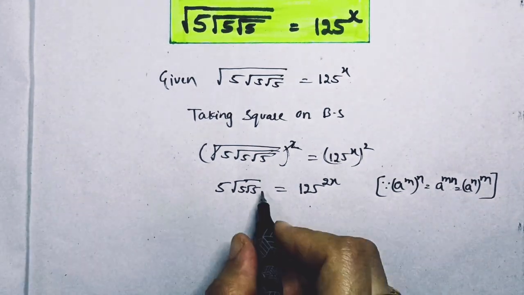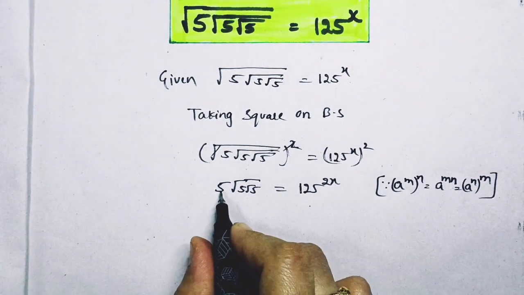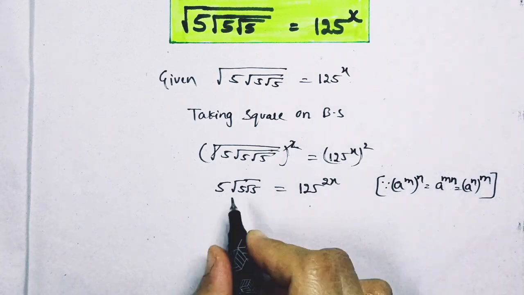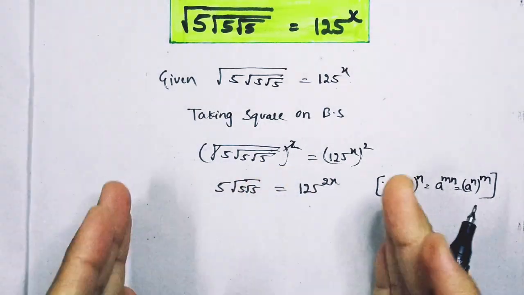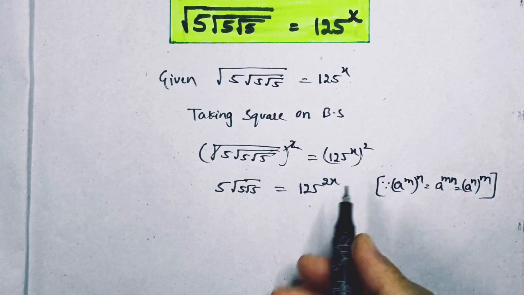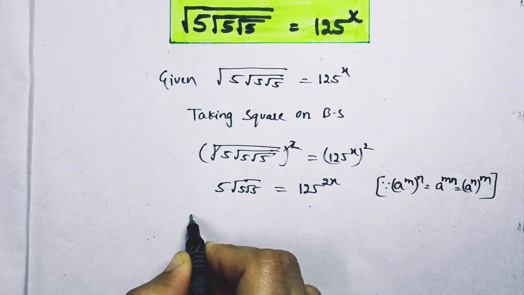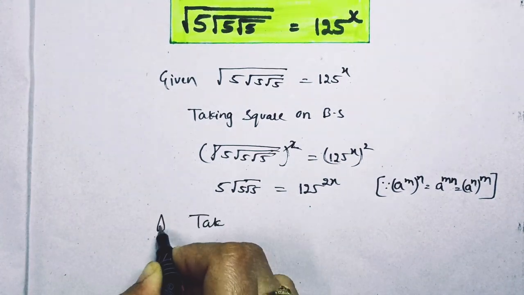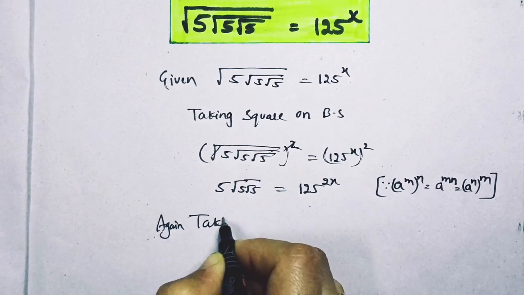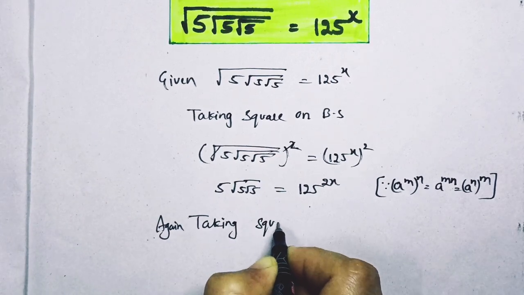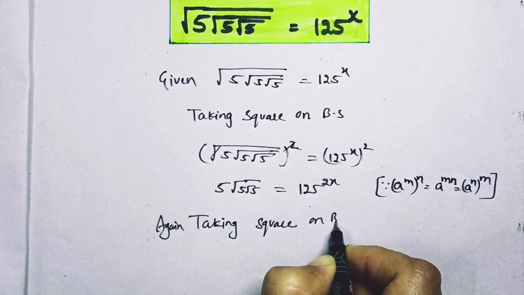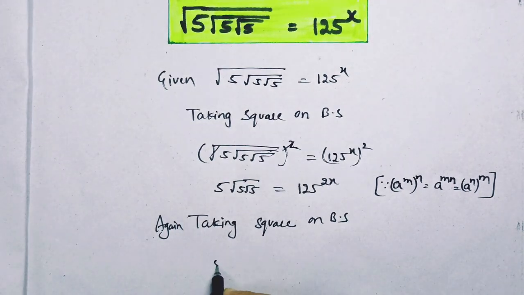Okay, so now what I'm going to do here? Here 5 is there, here 125 is there. It's not matching on both sides, meaning left hand side and right hand side. That's why again I'm taking square on both sides. Again taking square on both sides. Then what happened?